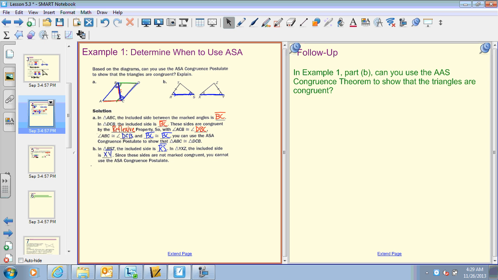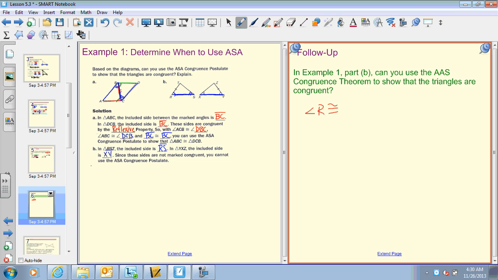Does this show angle angle side? Well, we need to make sure that we have two angles, and we do. We have angle R congruent to angle Y. We have angle S congruent to angle X. And now what we need to do is make sure that our sides are corresponding. So it's RT is congruent to, if we're going to have corresponding sides, R is congruent to Y. So that means Y would need to be listed, and then T would correspond to Z, and so we would need YZ.